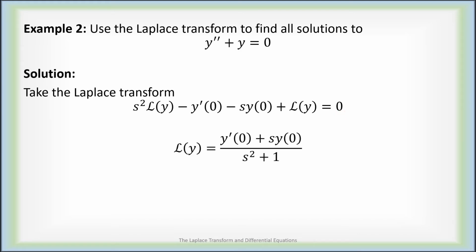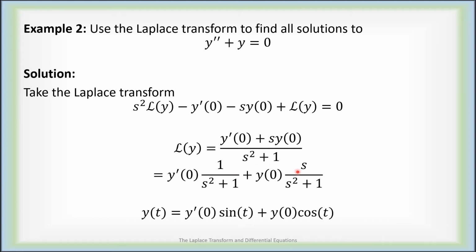Solving for L of y, we get L of y is y prime of 0 plus s y of 0 over s squared plus 1. We can then manipulate this to be y prime of 0 times 1 over s squared plus 1, plus y of 0 times s over s squared plus 1, because 1 over s squared plus 1 and s over s squared plus 1 match forms from a table of Laplace transforms. These are sines and cosines respectively. So taking an inverse Laplace transform, we end up with y is y prime of 0, some constant, times the sine of t, plus y of 0 times the cosine of t.